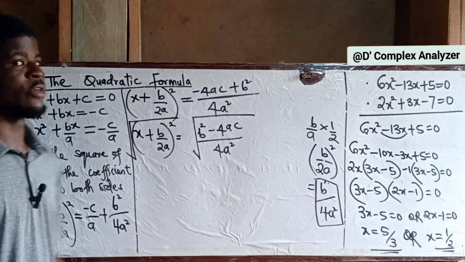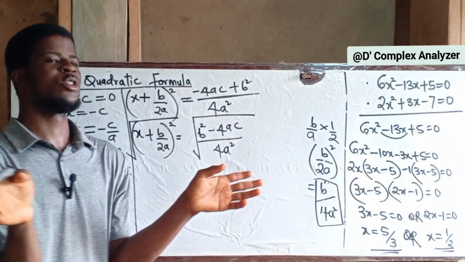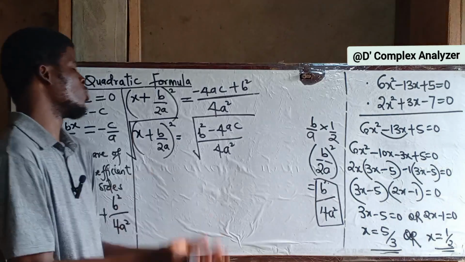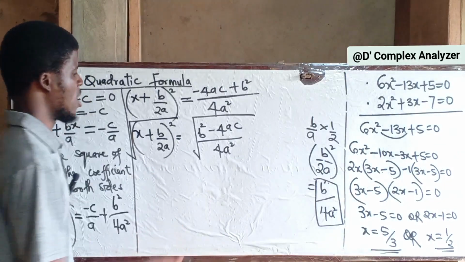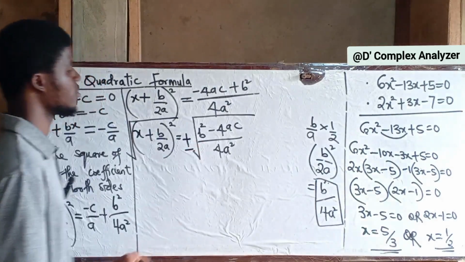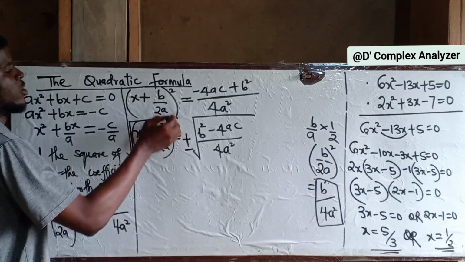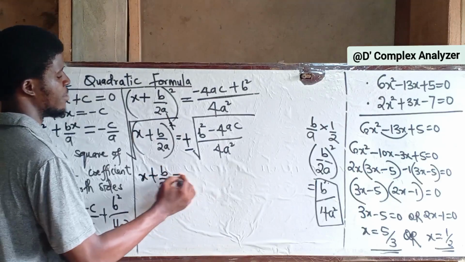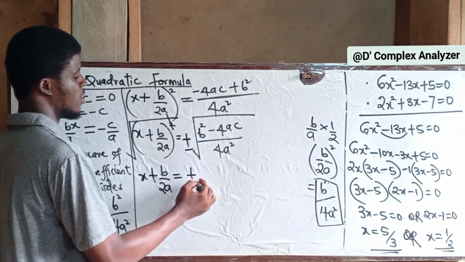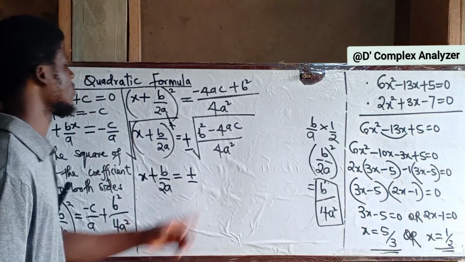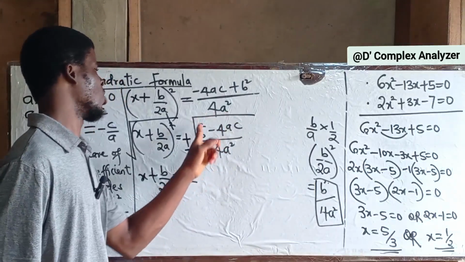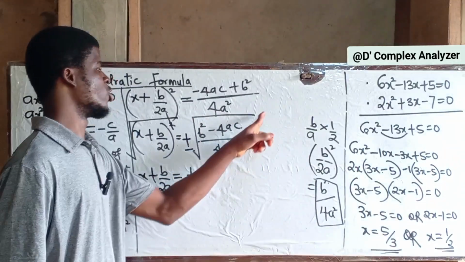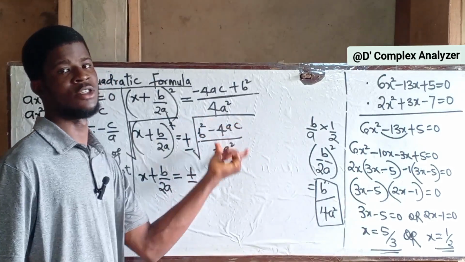Anytime we take the square root of a number, or if we have an equation that does not contain a square root initially and we introduce a square root ourselves, add a plus or minus. So this square root takes away the square. x plus b over 2a, left inside the bracket, is equal to plus or minus the square root of b squared minus 4ac divided by 4a squared. The square root is affecting both numerator and denominator.